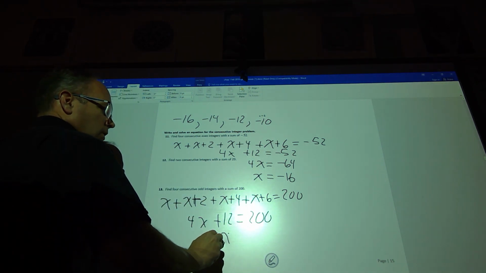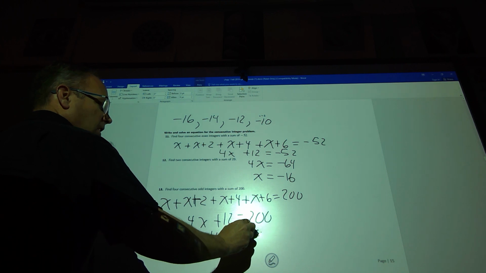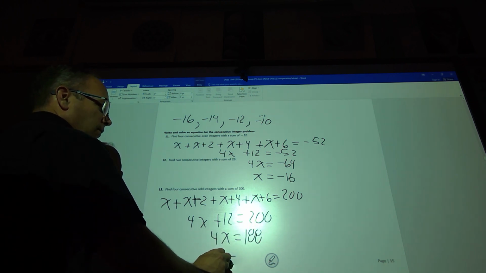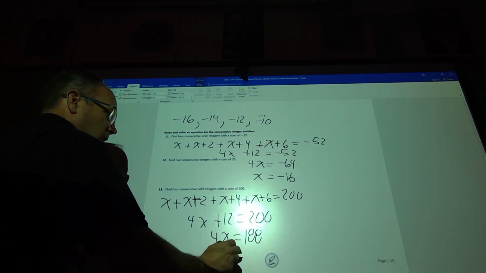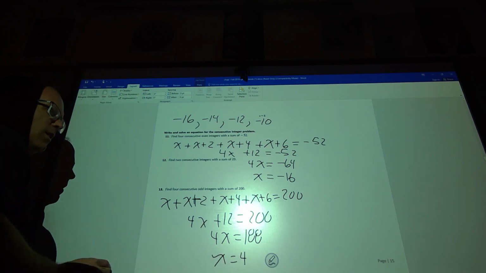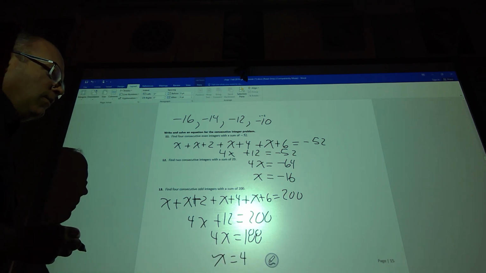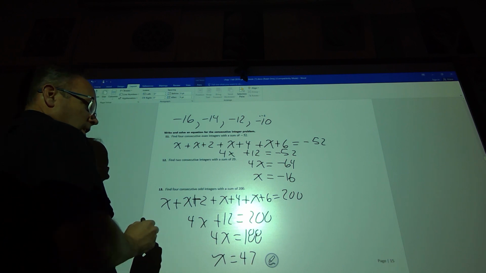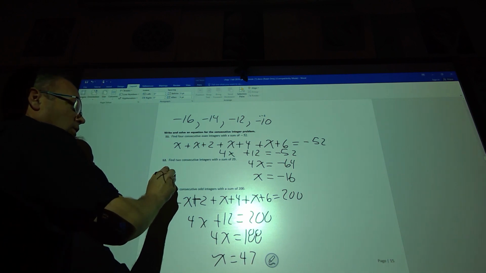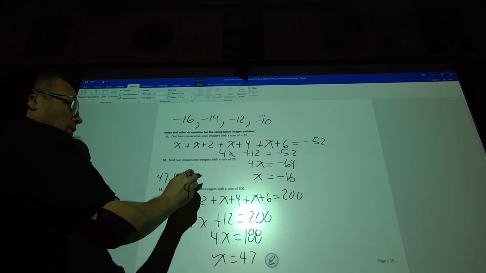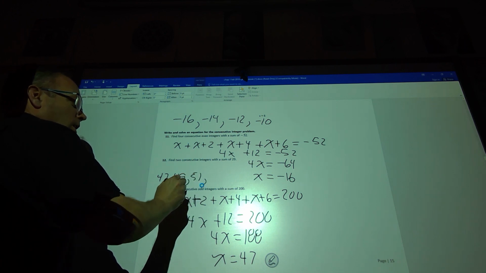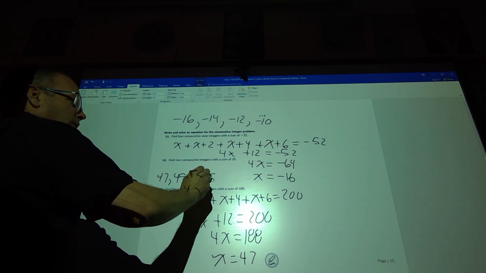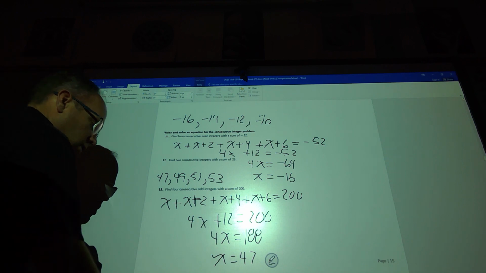Subtract 12 from both sides, so I get to 188, and then divide each side by 4, so 4 goes into 188 47 times. So I get 47, add 2 to that, get to 49, add 4 to the original, so I get to 51, add 6 to the original, so I get 53. There's my 4 integers.